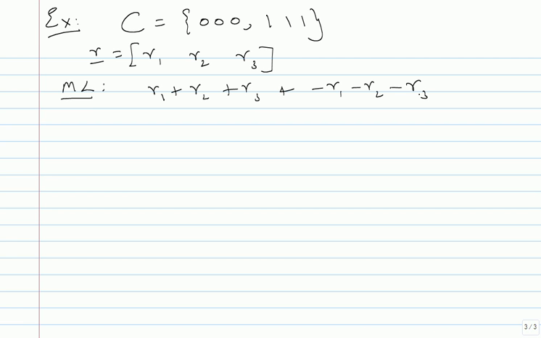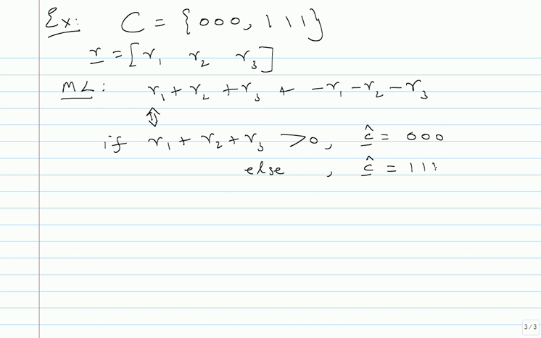And if you simplify that condition, R1 plus R2 plus R3 is greater than minus R1 minus R2 minus R3, what will you get? You can move everything to this side. So you'll see ML decoding becomes equivalent to: if R1 plus R2 plus R3 is greater than 0, C cap is 0, 0, 0. Else C cap is 1, 1, 1. For the repetition code, it becomes very, very simple. So spend some time and write down the bitwise MAP.